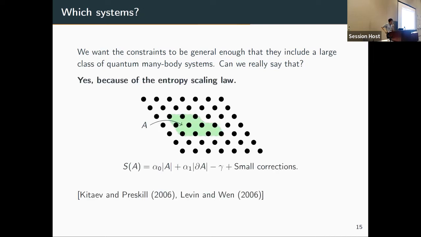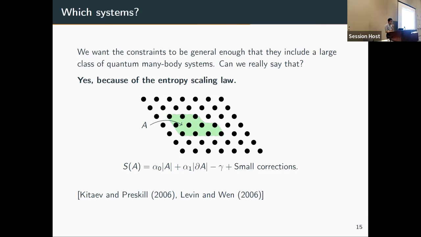And if one asks, can we really say that? I would argue that the answer is yes, because these constraints are satisfied if the underlying state satisfies what is known as the entropy scaling law. It essentially states that the entanglement entropy of a subsystem can be expressed as a sum of terms that scales like the volume of the underlying system plus an area term plus some corrections, et cetera. If you're a condensed matter physicist, you would think that this condition is kind of reasonable. If you're a computer scientist, you would think that this is a very, very strong assumption.